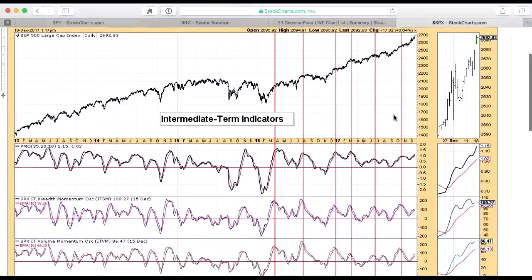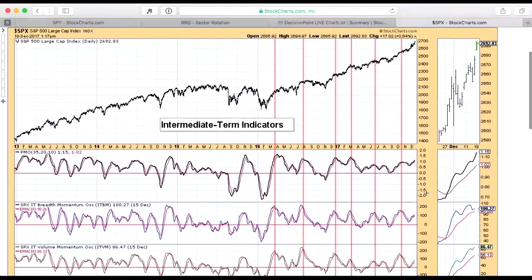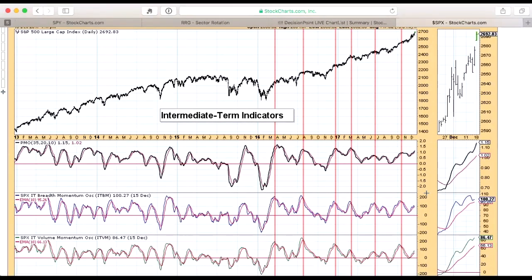Intermediate term wise, I decided I wanted to point out these negative crossovers on the ITBM and ITVM. You want to look at these. They are telling you what the intermediate term flavor of the market is. And I'm watching for negative crossovers. We had that dip on this pullback, and I kept telling everybody, it's not good to see them turning down, but I'm not going to worry until I get a negative crossover, because that's when things like this happen.